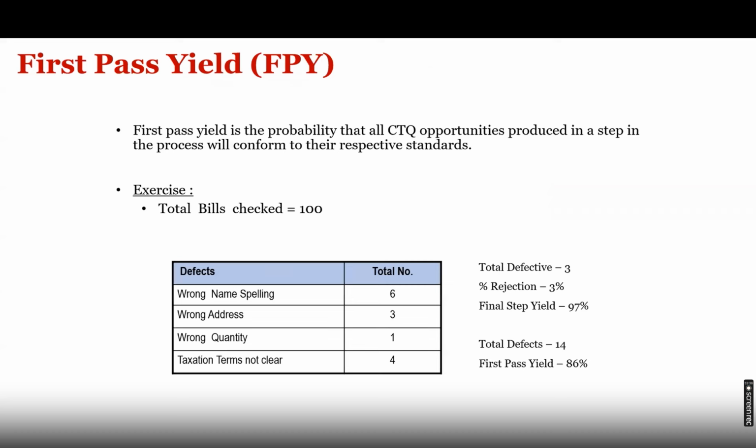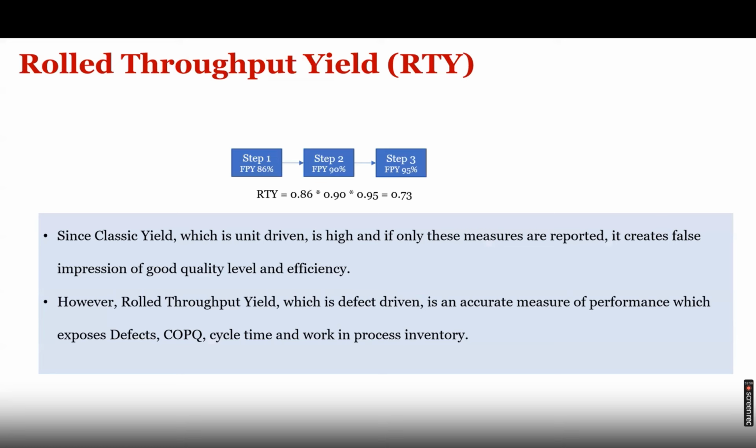Next, we come to first pass yield. So total bills checked are 100 as an example. Out of these, first run defects are wrong name spelling 6, wrong address 3, wrong quantity 1, taxation terms not clear 4. How many are total first round defects? 14. So first pass yield is 100 minus 14, equal to 86%.